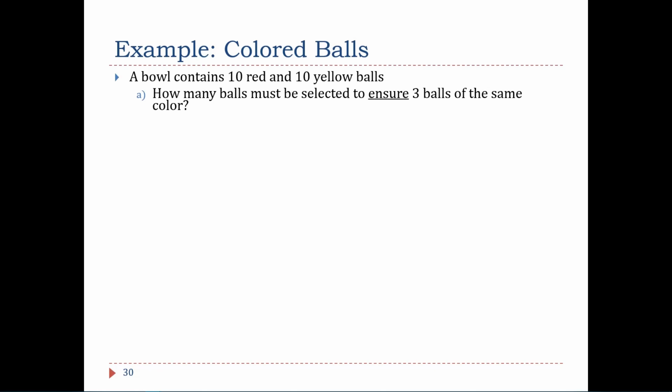Let's consider this example. A box contains 10 red balls and 10 yellow balls. How many balls must be selected to ensure 3 balls of the same color? So at first, maybe you will think about the special case where you're designating a certain specific color in your head. So what about the possibilities? How to guarantee that 3 red balls are selected or 3 yellow are selected?